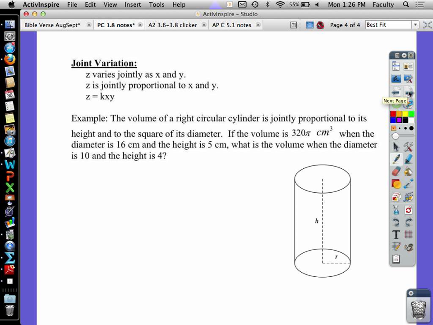Alright, this example says the volume of a right circular cylinder is jointly proportional to its height and to the square of its diameter. If the volume is 320 pi centimeters cubed when the diameter is 16 and the height is 5, what is the volume when the diameter is 10 and the height is 4? I want you to try to set this one up on your own. Work it the whole way through, but leave pi in your answer. Don't put it in the calculator, okay? So operate it so that you still have pi.